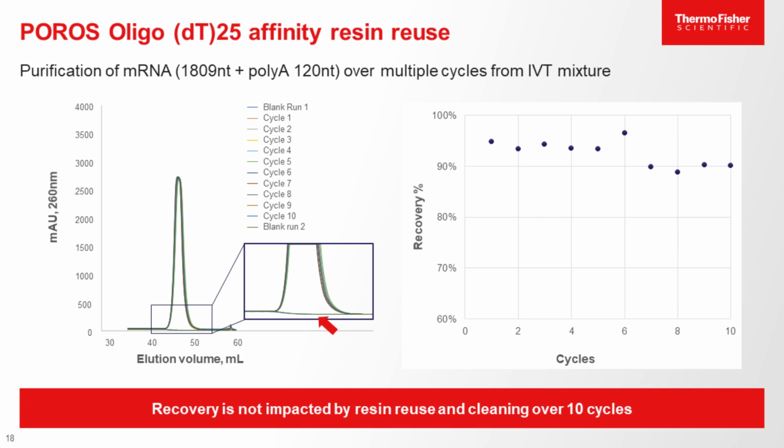Along with the greater than 90% recovery, the ODT resin can be reused multiple times without loss of recovery over 10 cycles. This slide shows the elution peak over 10 cycles for the purification of an IVT mixture. As you can see, the traces overlay identical to the initial run, and no carryover is observed from the previous purification. Additionally, a 90% recovery is observed for the 10 cycles.